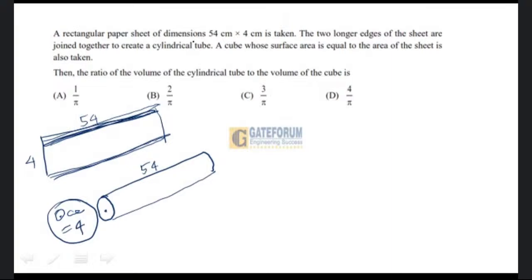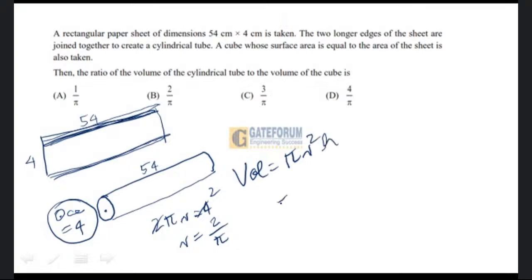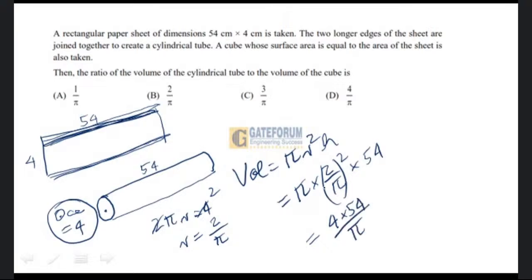Now, to find the volume of the cylinder, I need the radius. So 2 pi r must be equal to 4, or r is equal to 2 by pi. So then the volume of the cylinder would be pi r square h. So that is pi into (2 by pi) whole square into 54. So this pi will cancel here, 1 pi will be left at the bottom. So this is 4 into 54 by pi. So that is the volume.